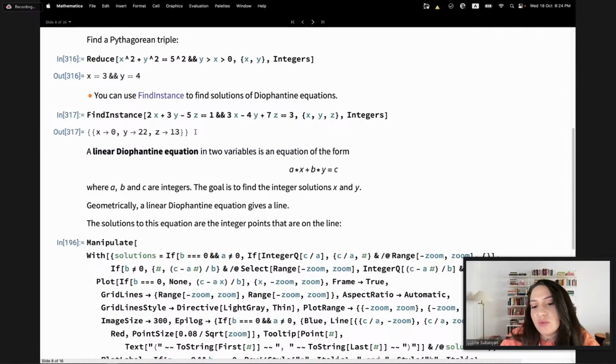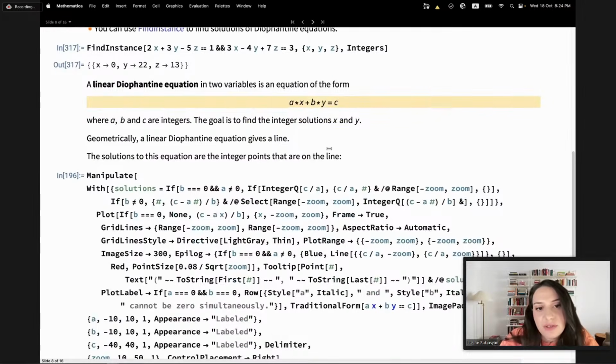So what do we do? Mathematicians narrow down the subject, and the simplest kind of Diophantine equation is the linear Diophantine equation. A linear Diophantine equation in 2 variables is an equation of the form a times x plus b times y equals c, where a, b, c are integers, and the goal is to find the integer solutions x and y. It's very interesting to look at them geometrically.